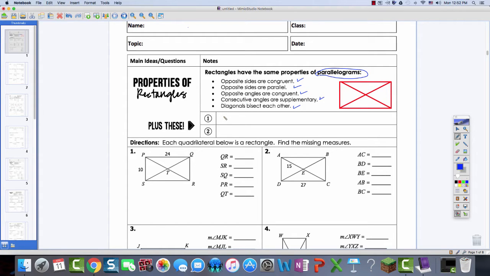For rectangles, there are two additional properties that are unique to them. First one is all four angles are right angles. You know this already. Second one is that the diagonals not only bisect each other, they are also congruent to each other. Okay, so with these six properties, let's see how we can use them to help us solve these problems.